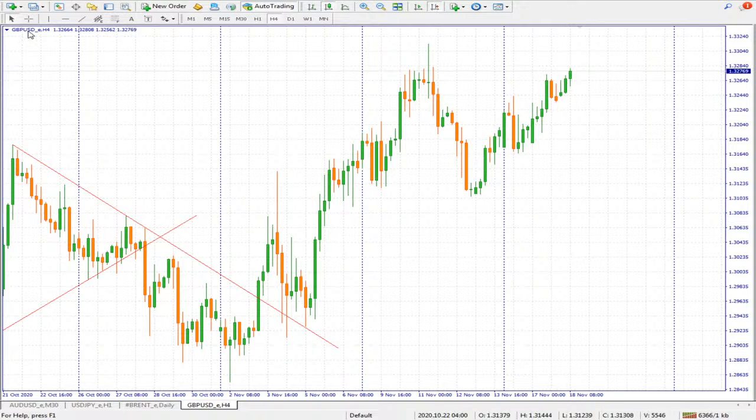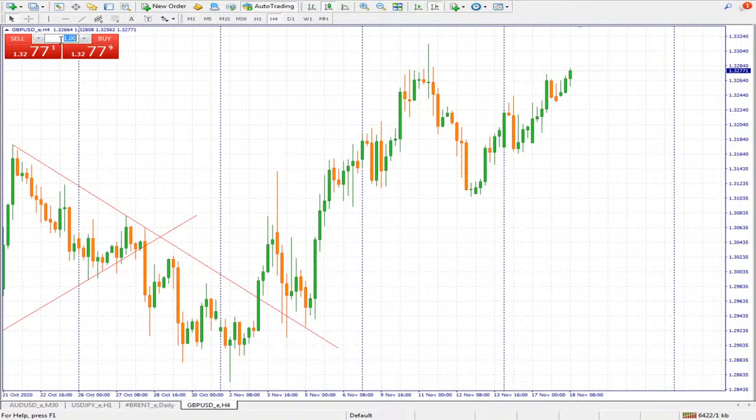Another most important thing is lot sizes. How you come up with the lot size is one of the most important things. You must understand how to calculate your lot size correctly. In a previous webinar, we looked at how you can calculate your lot size correctly. Now we want to look at how to use the lot size to come up with the correct stop losses.